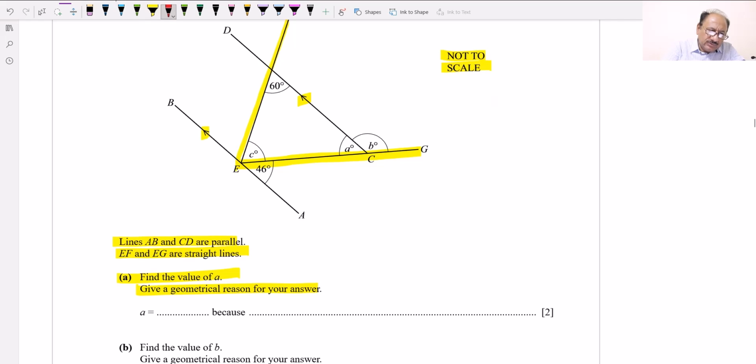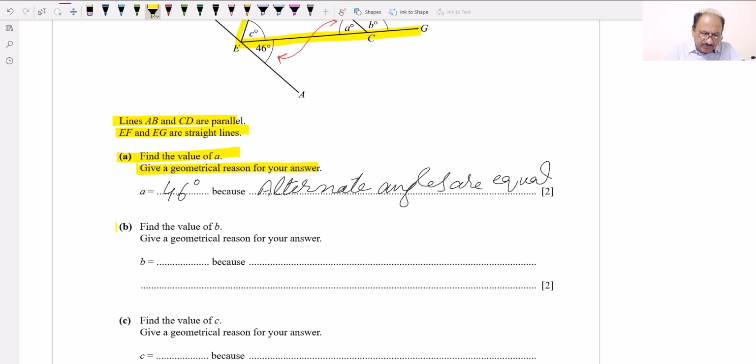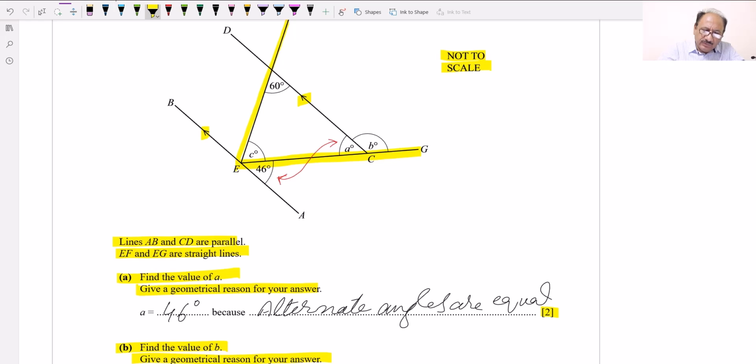A we know will be equal to this angle, and A and 46 are alternate angles. So we can write the answer as 46 degrees, and the reason we will write is alternate angles are equal. Now B part says find the value of B, give the geometrical reason for your answer, and this is also a 2-mark question. So B is this one.